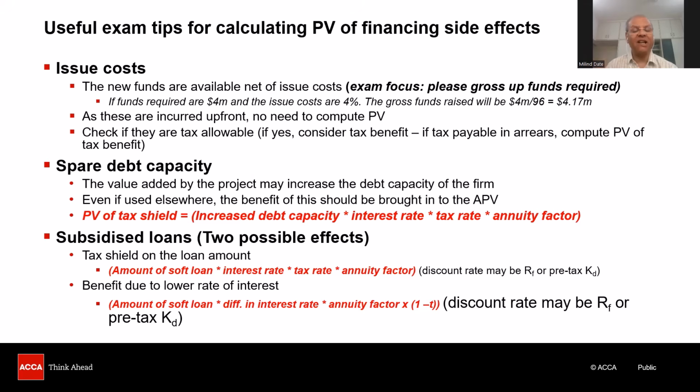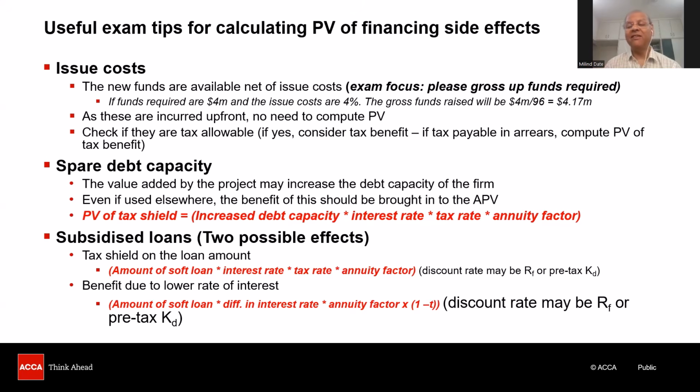Two possible effects can arise out of that. One is the tax shield on the loan amount itself. So if you're getting a soft loan, take that amount of soft loan multiplied by the soft loan related interest rate, tax rate, of course, and the annuity factor. And as I said, this you could discount either by taking the risk-free rate of return or pre-tax KD, cost of debt. Write your assumption, whatever you are doing.